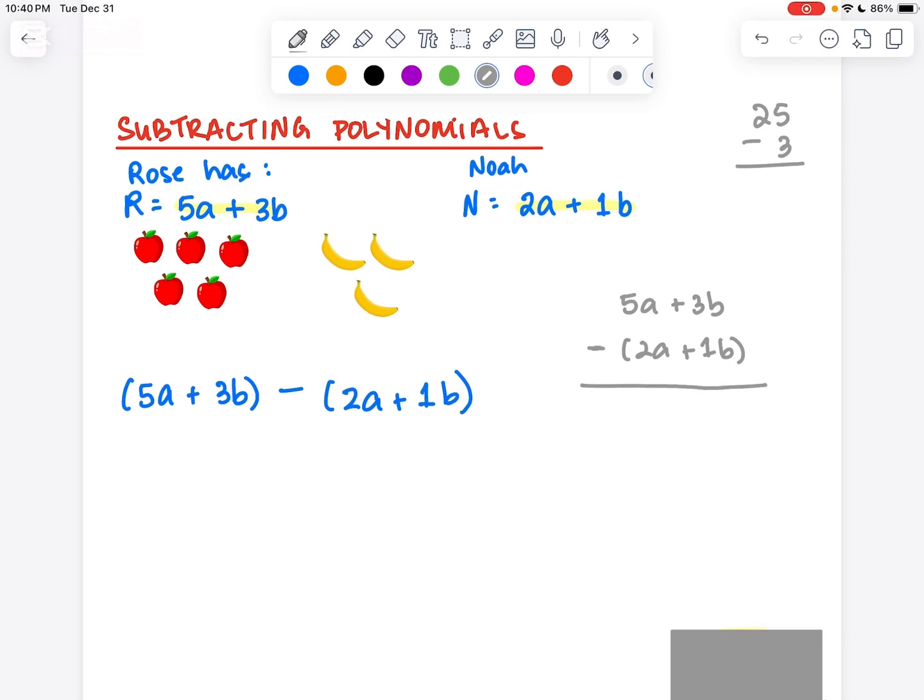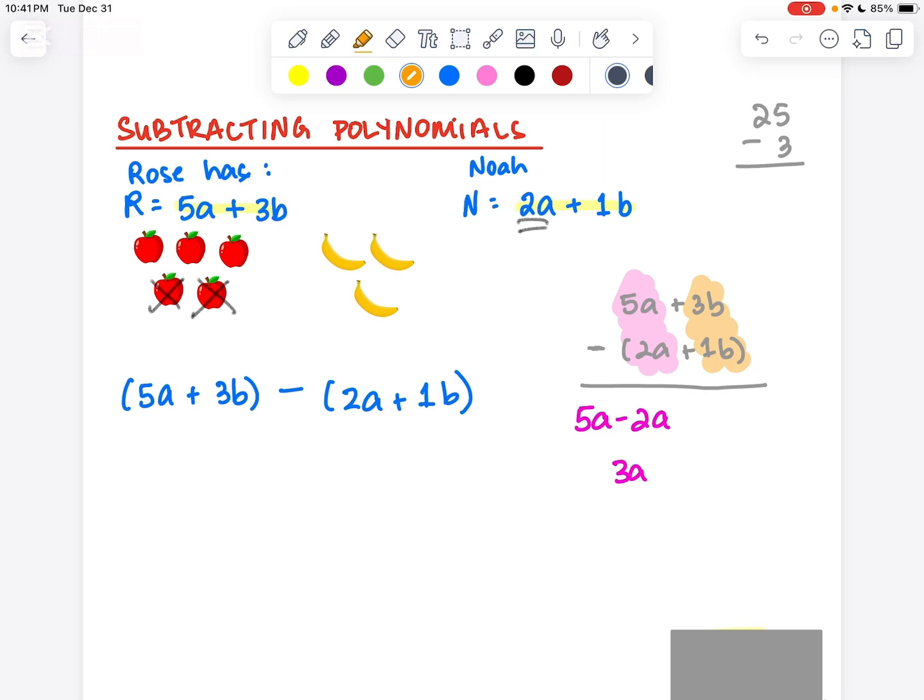So I'm going to say, well, let's just focus on the apples first. If I take 2 of the apples that Noah wants, take that away from the 5, what I'm really doing is saying 5 apples minus 2 apples. So that part's going to give me the 3 apples, which we're used to. How about for the bananas?